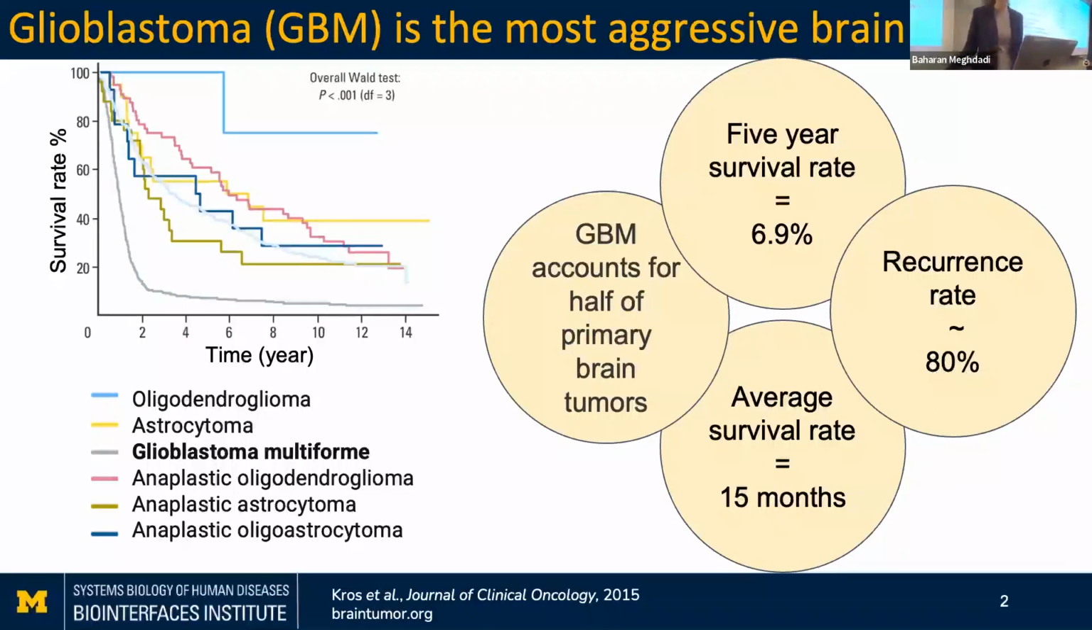Glioblastoma is the most common and the most aggressive brain cancer, with a 5-year survival rate of 6.9% and an average survival of 15 months. GBMs account for half of primary brain tumors, and they recur frequently, in 80% of cases. On the left, you can see the survival rate of different brain cancers, and glioblastoma, or GBM, has the worst survival rate among other brain cancers.